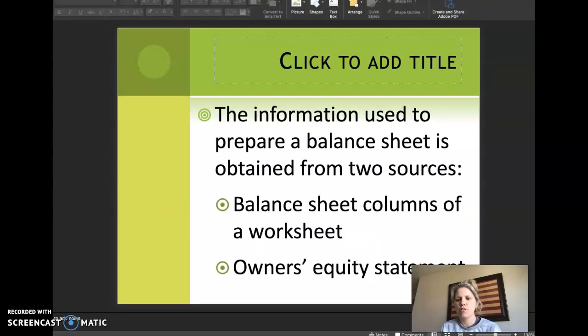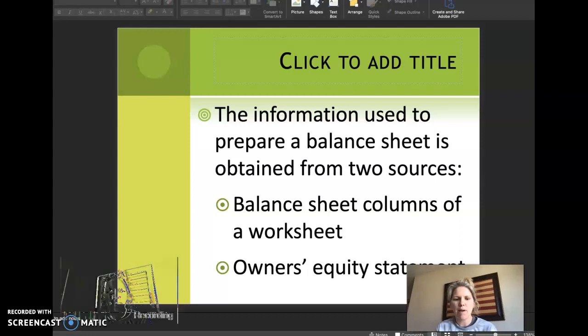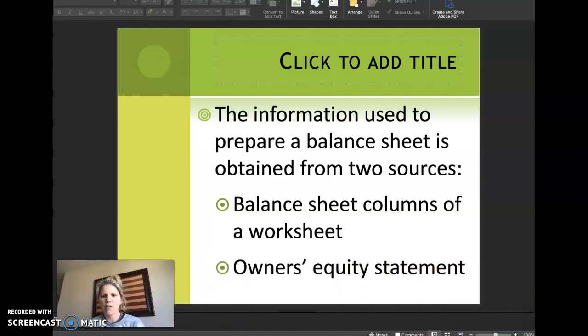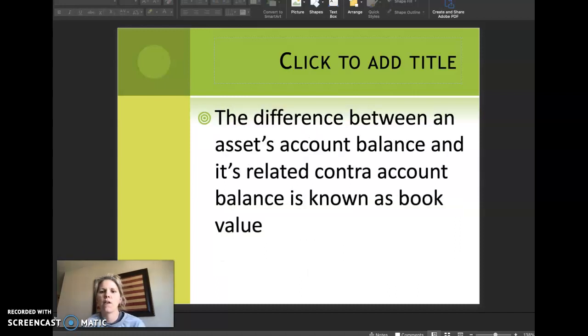In order to get those numbers that we need, we are going to find them from two different sources. First is going to be the balance sheet columns of our worksheet. And then the second is we're going to have to pull a few numbers from our owner's equity statement that we have prepared.